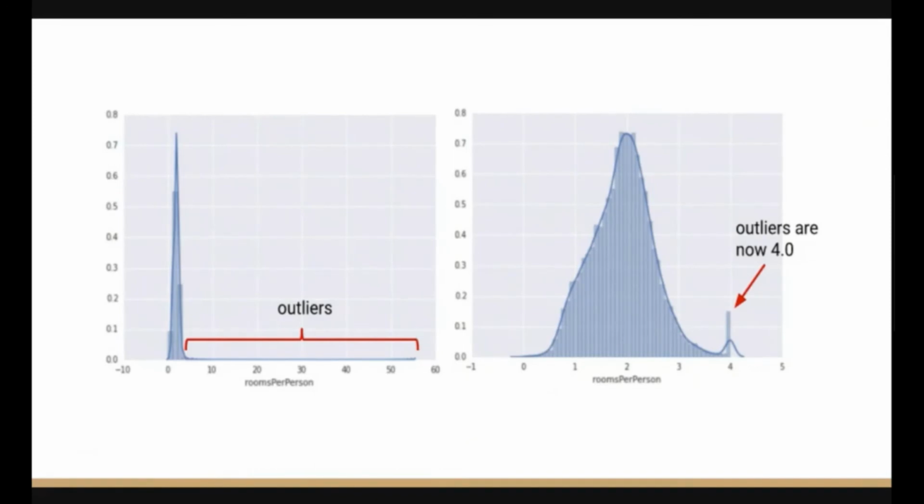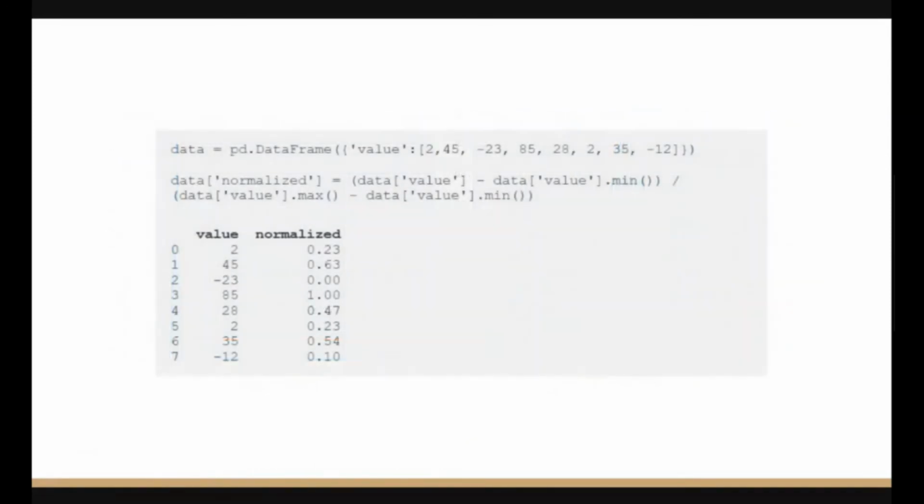Here is sample code for implementing normalization on a sample data set. In the first line, we defined a sample data set in a pandas data frame. And then we produced a data frame containing normalized data by applying the normalization equation to the data points, which is represented by this line of code.